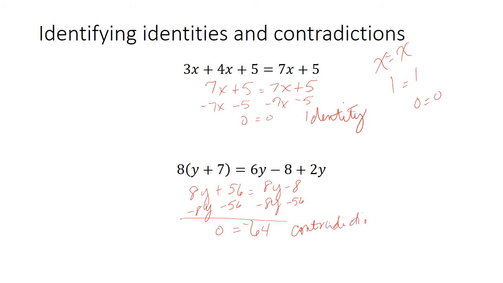So if you lose your variable, when you get all done solving out, if the variable goes away, you either have an identity or a contradiction. If it is a true statement, like 0 equals 0, 1 equals 1, then it will be an identity. And if it is a false statement, like 0 equals negative 64, then it is a contradiction.